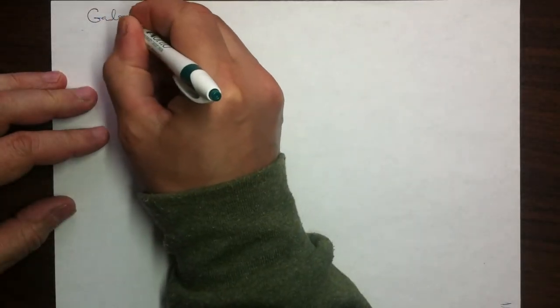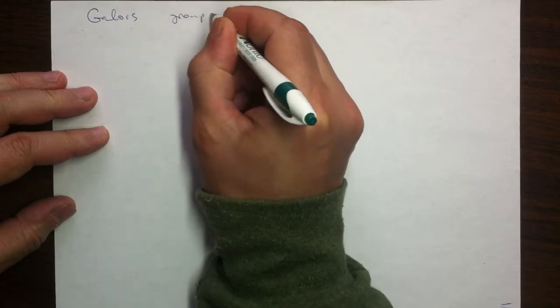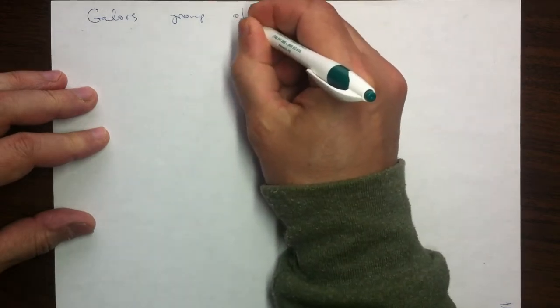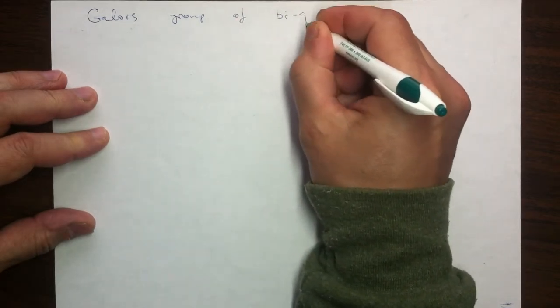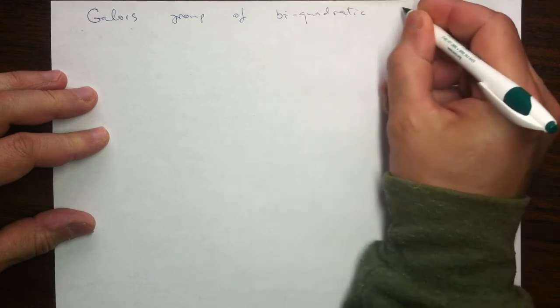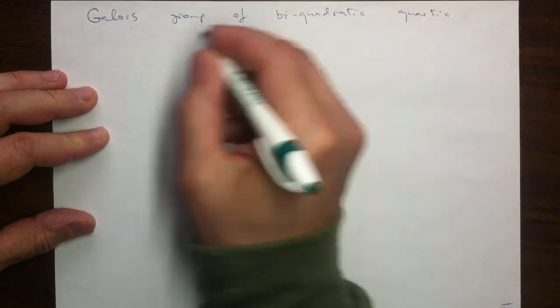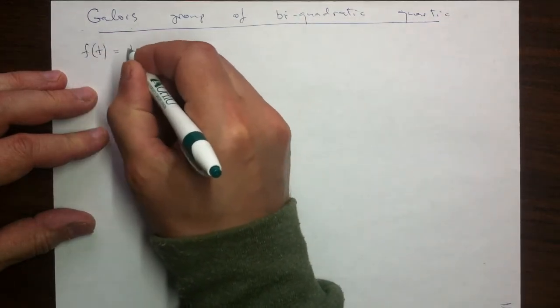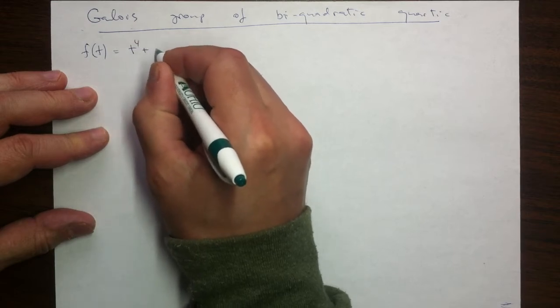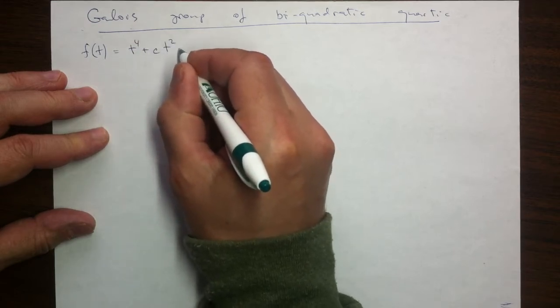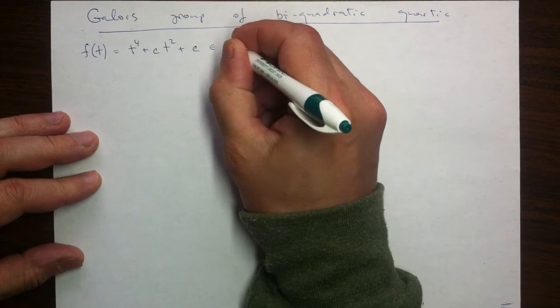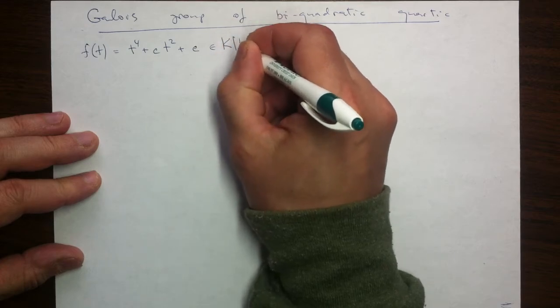Hello. Here I'll talk about the Galois group, the symmetry group of a special quartic, of a bi-quadratic. A general shape of a monic such is t to the 4 plus some coefficient times square variable plus some other coefficient. So as usual, let's call the base field some letter k.